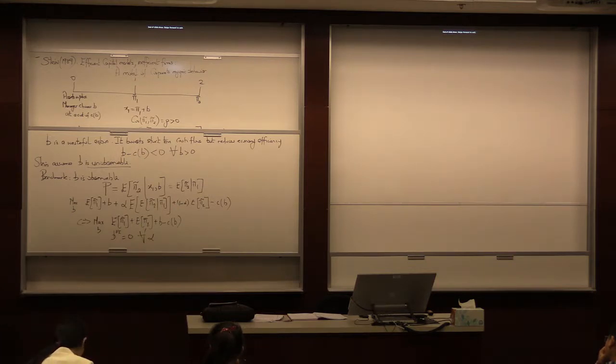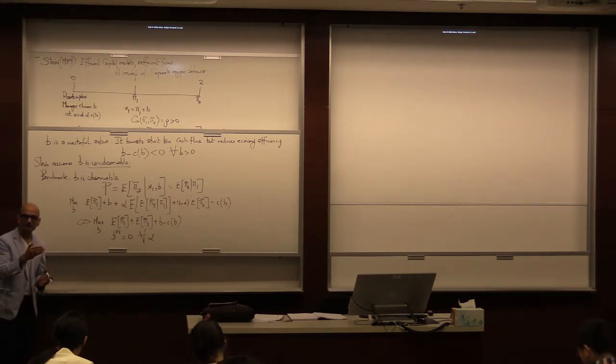Again, I didn't have to write all this. This was obvious in the beginning, but I just want to show you the math here. Now, how does the math break down once B is unobservable is what I want to focus on.